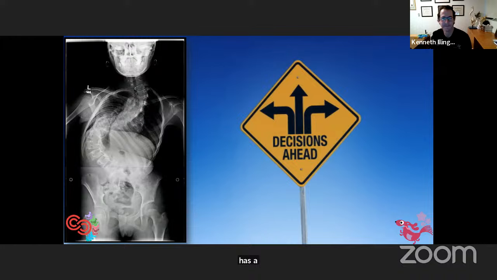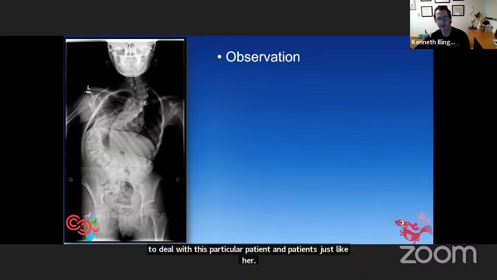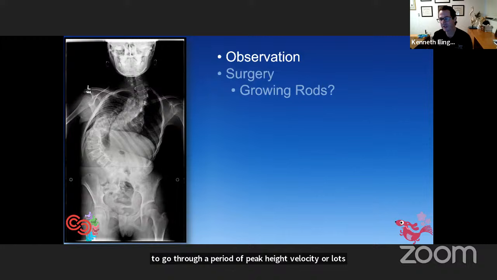And so there's lots of decisions ahead in terms of how to deal with this particular patient and patients just like her. Do you observe her? She's still premenarchal. She's about to go through a period of peak height velocity or lots of growth. Are you worried about preserving some growth? Do you consider something like growing rod surgery? I think that is unlikely, especially given her age.